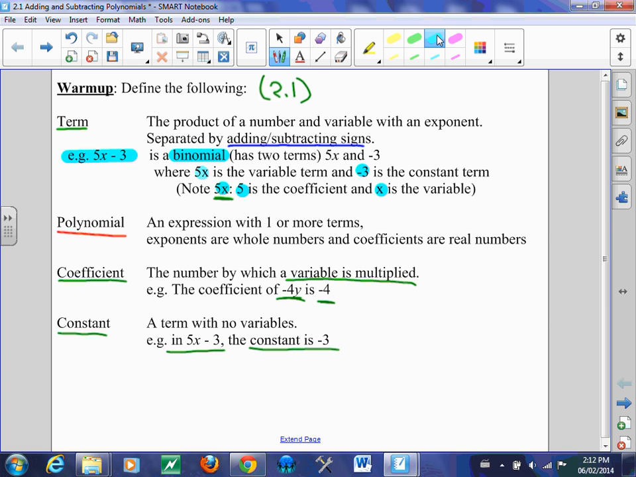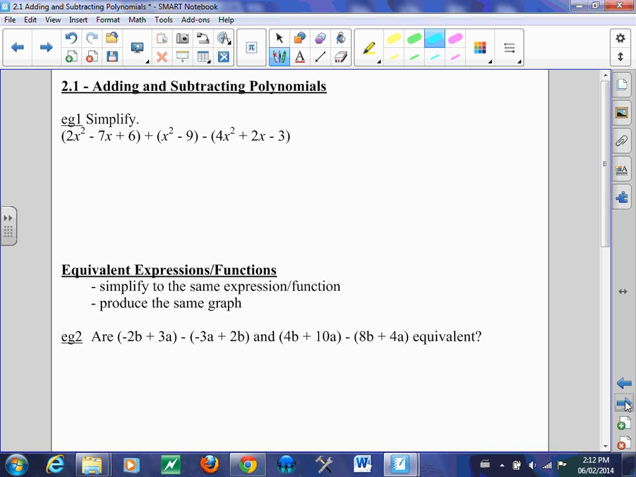Why do we call it a constant term? Because no matter what we sub in for our independent variable, that part will never change. Okay? We could sub in x equals 0, x equals 1, 2, 3. This value will change, but this will always stay constant. That's why we call it constant. All right, let's see how we are in our review of adding and subtracting polynomials, ladies and gentlemen.